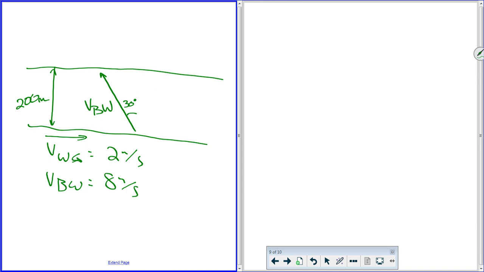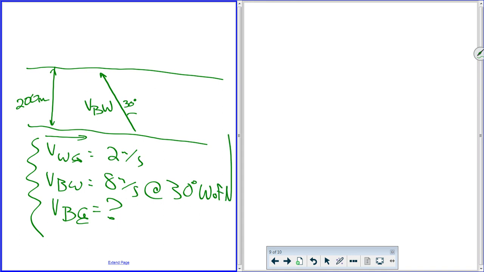Follow? Yeah. Everybody good? All right, so question A says, what's the boat's velocity relative to the ground? Any questions before we do this? All right, so to me, this is a good starting point. I guess we should identify that this is at 30 degrees, what did we say, west of north? Yeah.